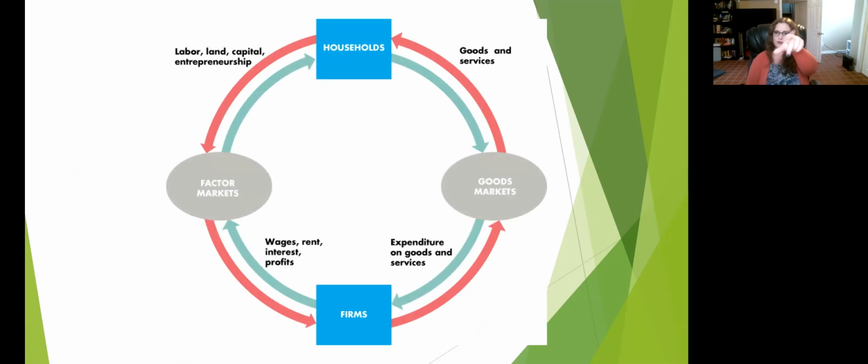This matters for the wheel, right? On the screen, you see a fantastic wheel of the back and forth in between households, goods and markets, firms, and factor markets. Back to households. That's because we kind of got to understand how these pieces work together. So first, let's start at the north. Households. Households put our land, our labor, our capital, our entrepreneurship into factor markets.